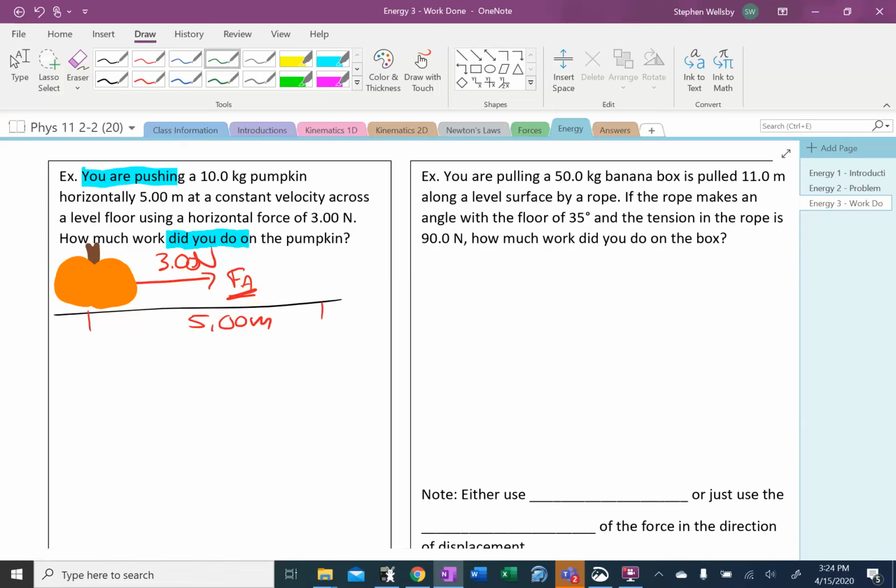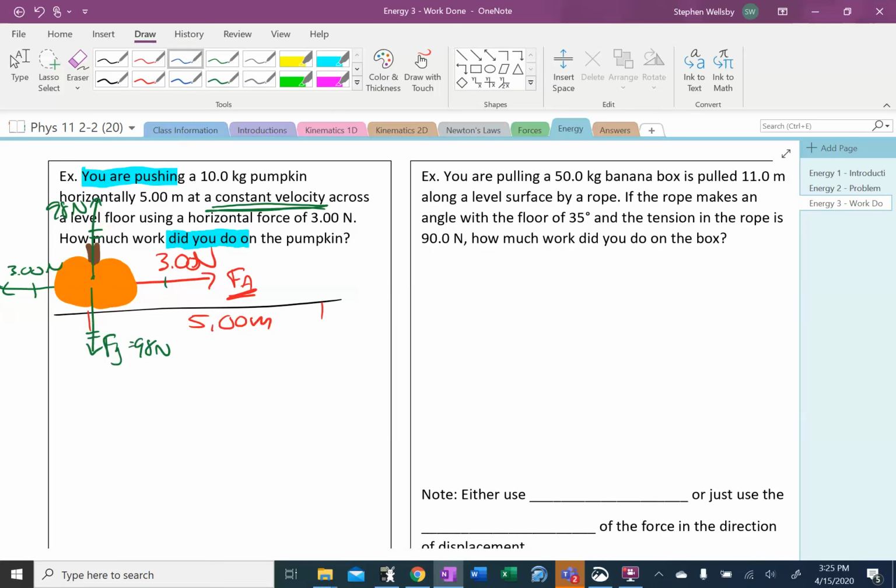Now there are other forces involved here. So one of those forces is going to be the force of gravity. This would be, well, 9.8 times 10, so this would be 98 newtons down. There's going to be the normal force, and that's going to be 98 newtons upwards. And because we're moving it at a constant velocity here, that also means that this force to the left is also going to be 3 newtons, because it's going to be equal to this force here, just like these two forces are equal. So when I ask you how much work did you do on the pumpkin, well, first of all, pause the video and do a quick calculation and solve it, and when you come back, we'll discuss it.